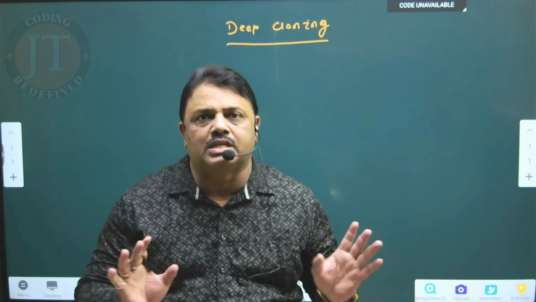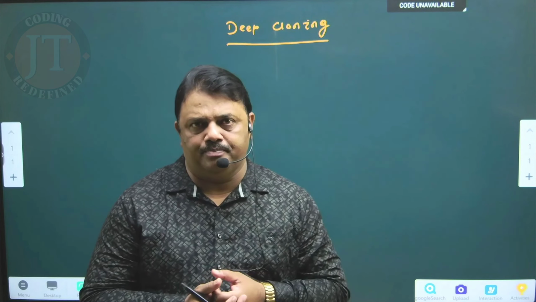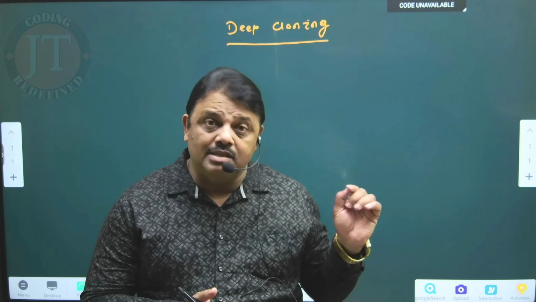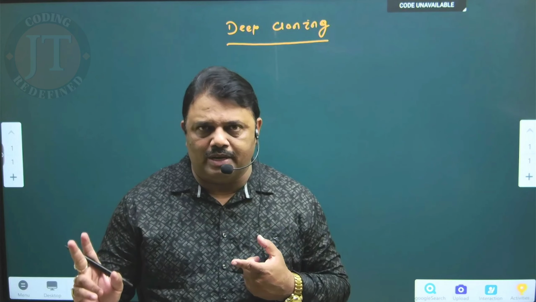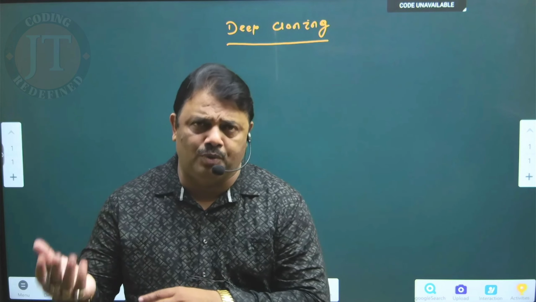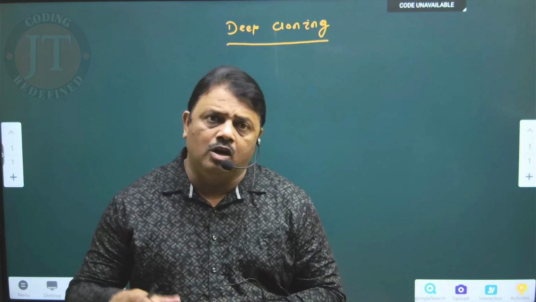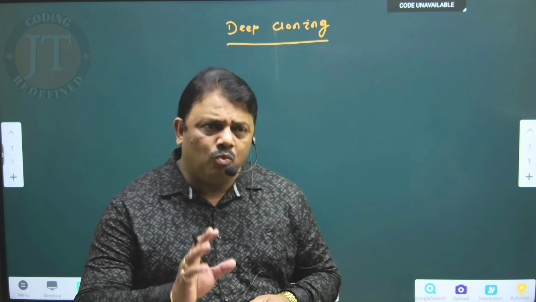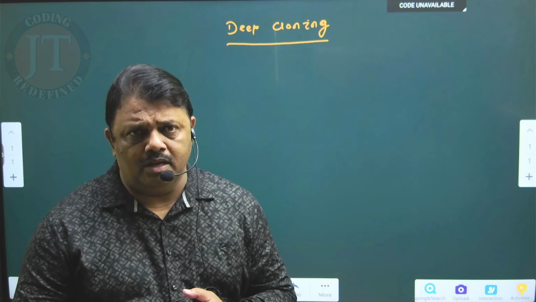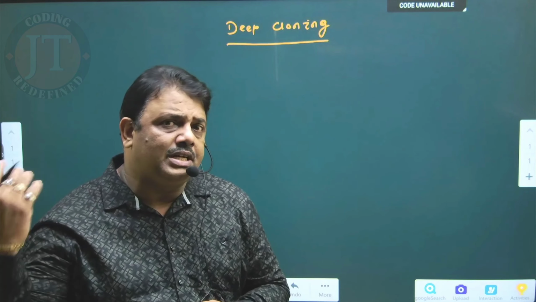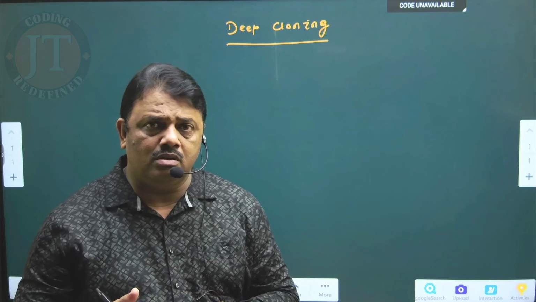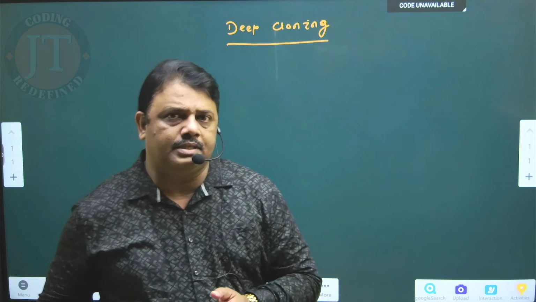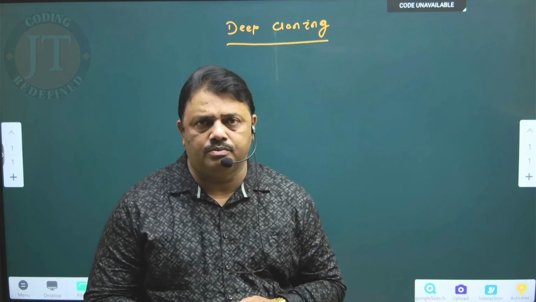Sometimes you face this type of question: what is deep cloning? Cloning is of two types, one is shallow, another one is deep. But the main part is deep cloning. Normal cloning is called shallow cloning, but in deep cloning, not only the original object is cloned, but also the internal object is cloned. What is the meaning of that?